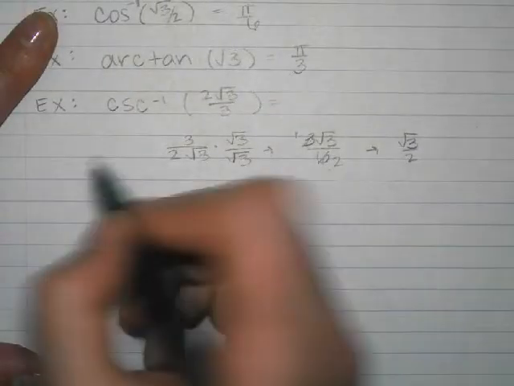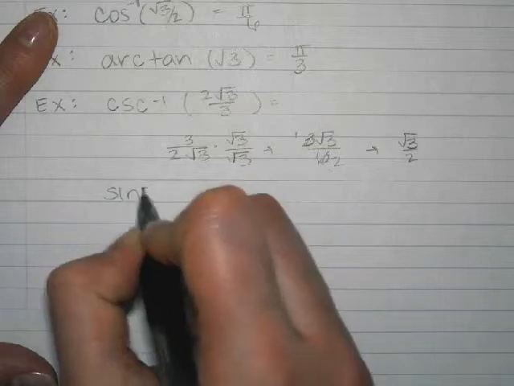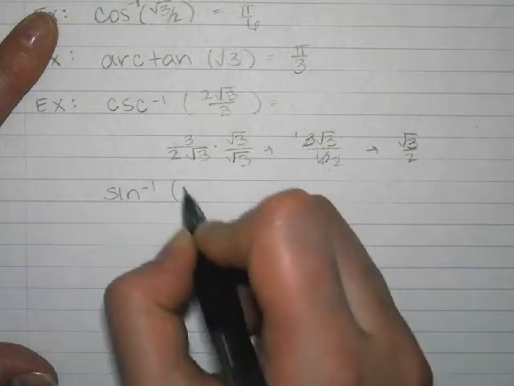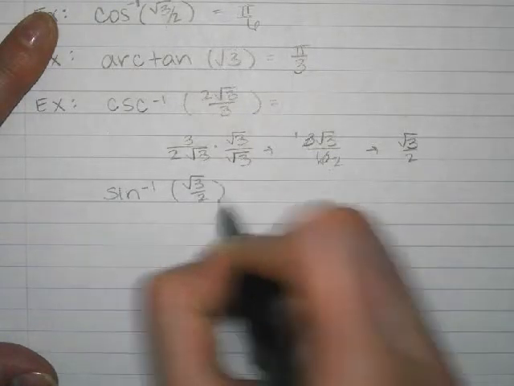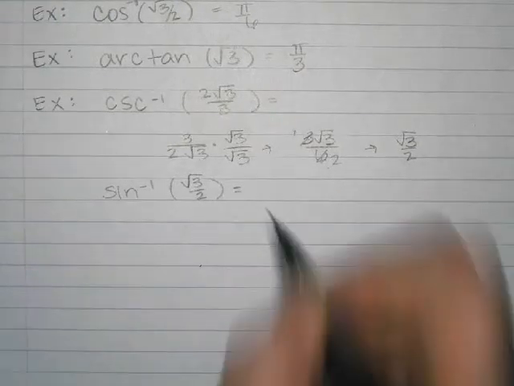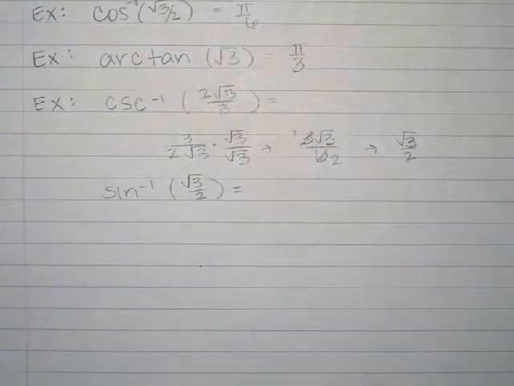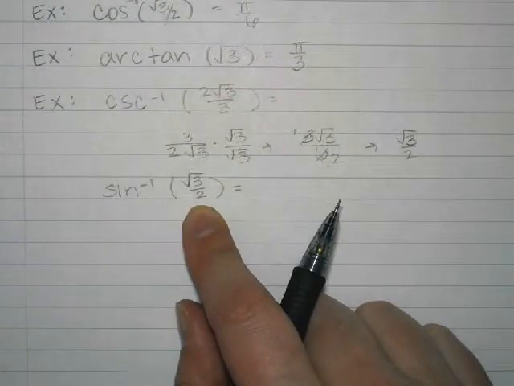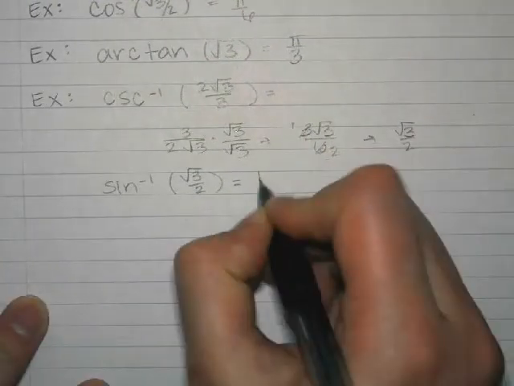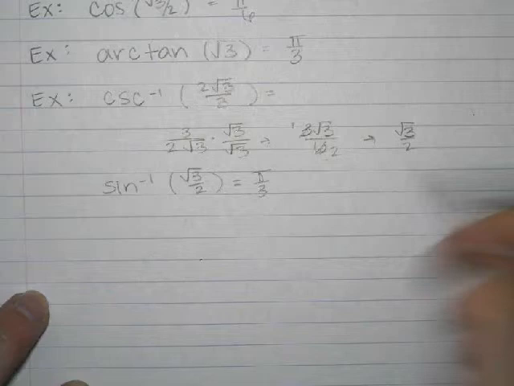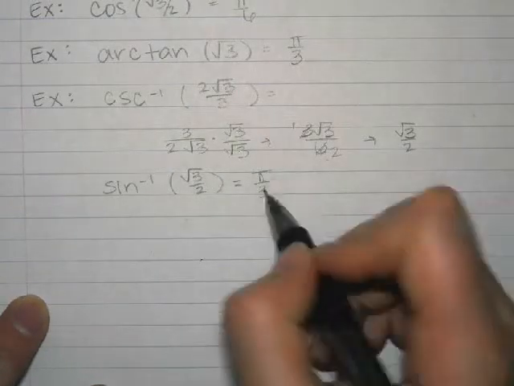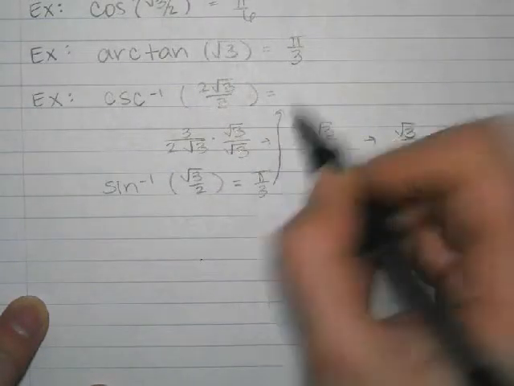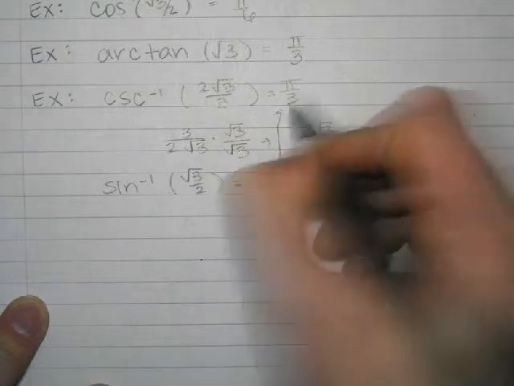So what I'm going to look for on my unit circle is I'm really solving the problem sine inverse of root 3 over 2. And so on my unit circle, I'm going to look in quadrant 1 or 4, and I'm going to look for a y coordinate that is positive root 3 over 2. Pi thirds. So that means that I can go back up to this problem and say, okay, this was actually pi thirds.